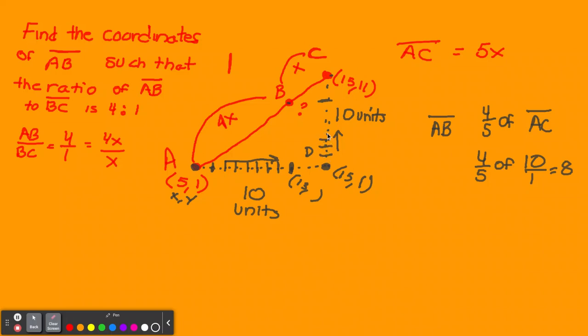1, 2, 3, 4, 5, 6, 7, 8. Count. Count from 1. There's the 1, right? 2, 3, 4, 5, 6, 7, 8, 9. So B, the coordinates of B, will be 13, 9.